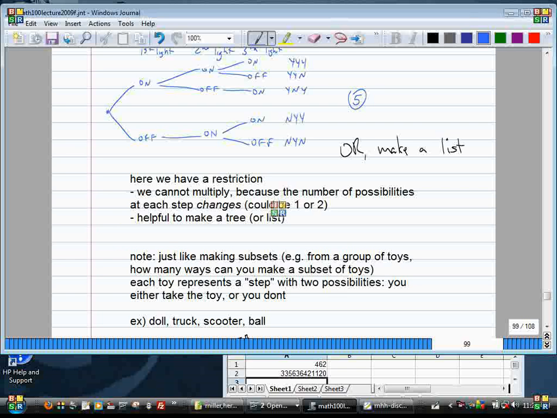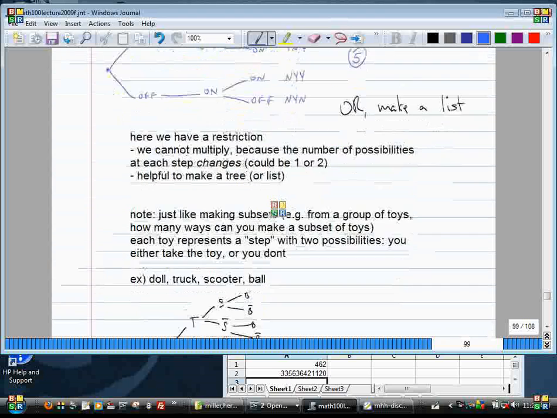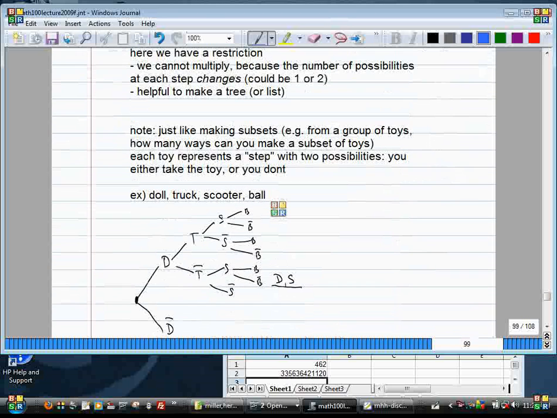Does that make sense? Okay. So how can we draw this as a tree? Well, we've got 4 different decisions, so the tree has 4 different stages. First we do doll. And if you remember way back to set notation, you put a bar over something to represent the opposite. So the first thing you've got is 2 choices, doll or not doll. Then you come to truck, and you've got 2 choices, truck or not truck. After that, 2 choices, scooter or not scooter. And then 2 choices, ball or not ball.